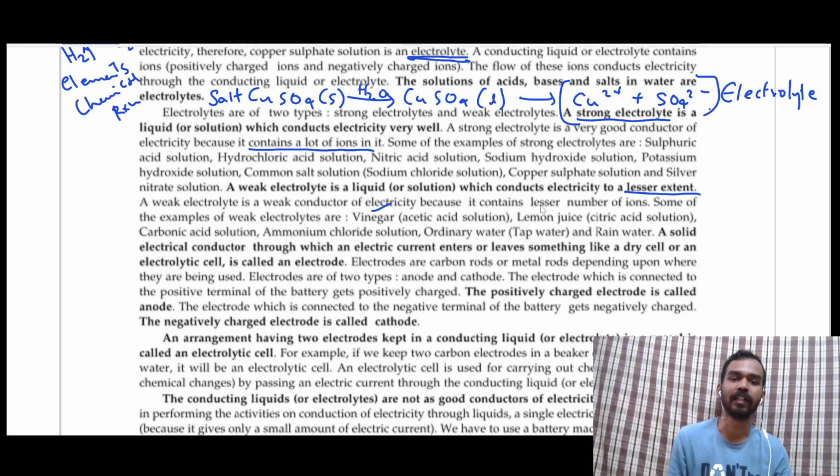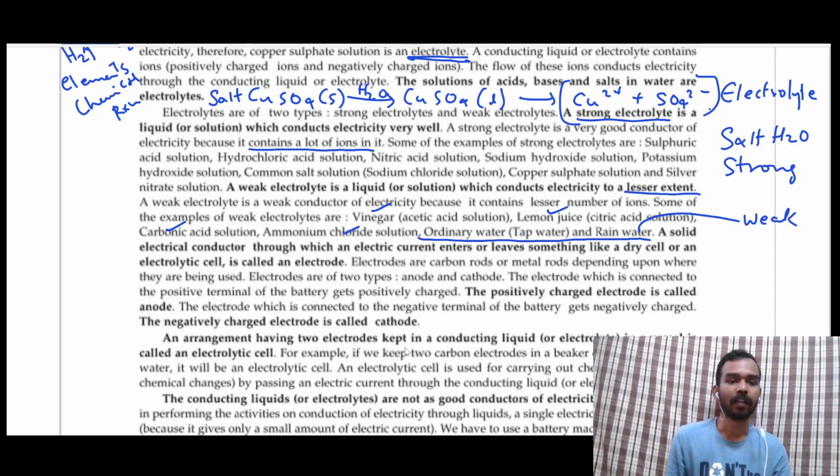Examples are vinegar, lemon juice, citric acid, carbonic acid, even soda, and ammonium chloride salt. NH4OH is a weak base, not as strong as sodium hydroxide. And ordinary water. See, this is the term, ordinary water. Salt water goes into the strong electrolyte condition. If you have ordinary water, it is a weak electrolyte.